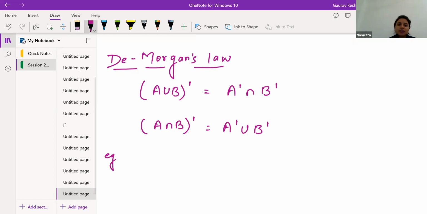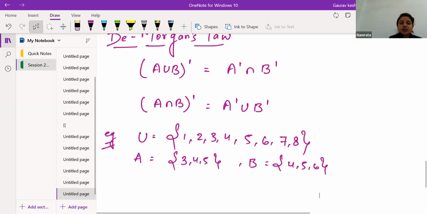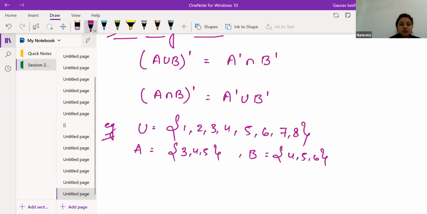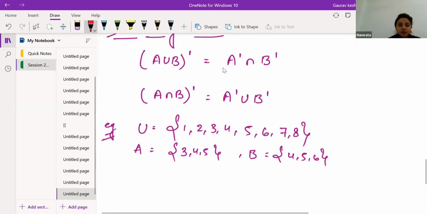So let's say we are having an example. A universal set is there, which is having elements 1, 2, 3, 4, 5, 6, 7, and 8. A set A is there, that is 3, 4, 5. And a set B is there, that is 4, 5, 6. Now, let's check the first law, that is A union B complement is equal to A complement intersection B complement.